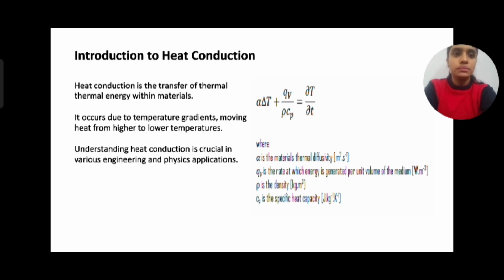Alpha del squared T plus Qv by rho Cp is equal to dou T by dou t. Alpha is the material's thermal diffusivity. Qv is the rate at which energy is generated per unit volume of the medium. Rho is the density, and Cp is the specific heat capacity.